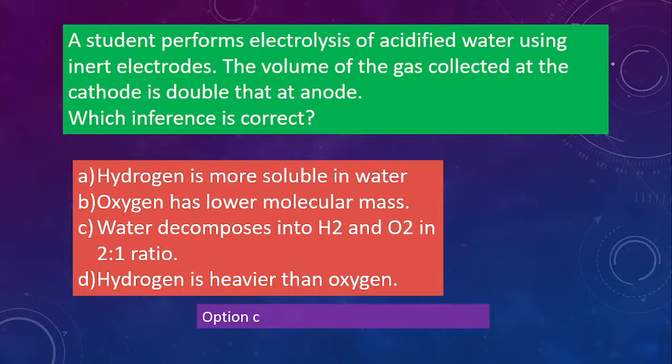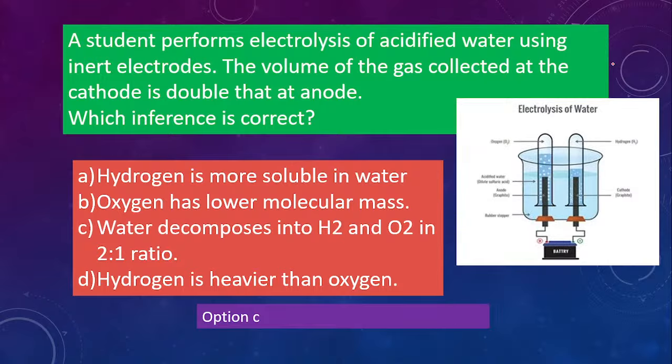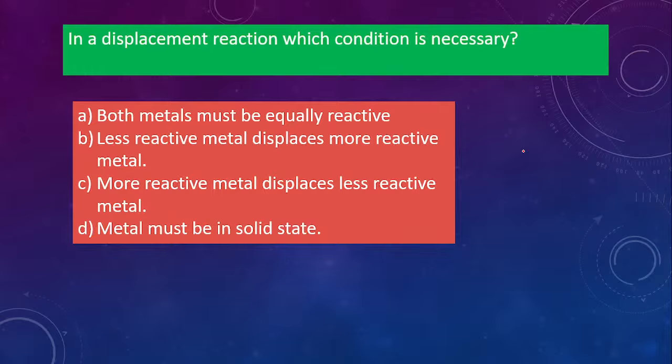Okay, next one. That's the electrolysis of water. Here oxygen and hydrogen are collected in the test tubes. Hydrogen will have double the volume, and oxygen will be in the ratio of 2:1. So 2 will be of hydrogen, 1 is for oxygen. Remember this one: hydrogen gas is at the cathode, and at the anode it is oxygen. Remember this. Okay, next one.